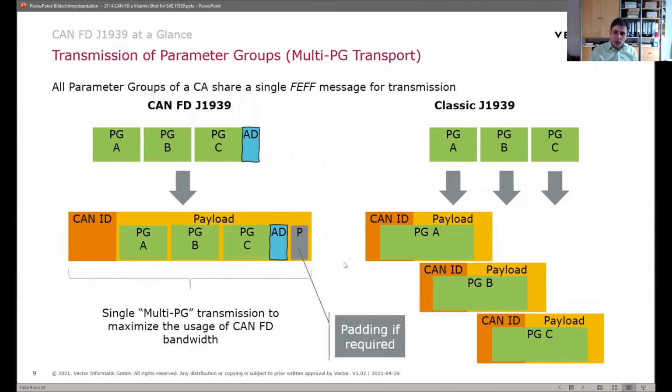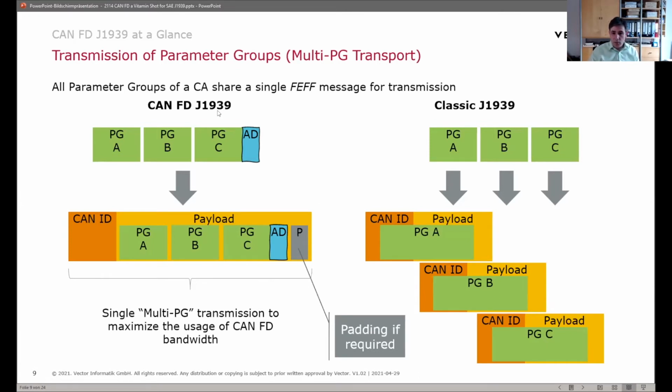But if there is unused space in the CAN payload, then this requires some padding to tell the receiver there's no data anymore. You don't need to care about this. So this is padding if required. And that's about the major change in the protocol.